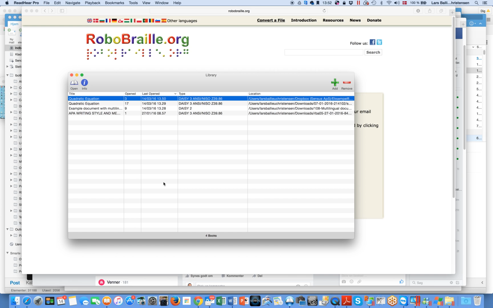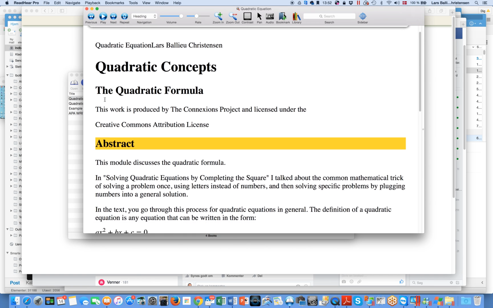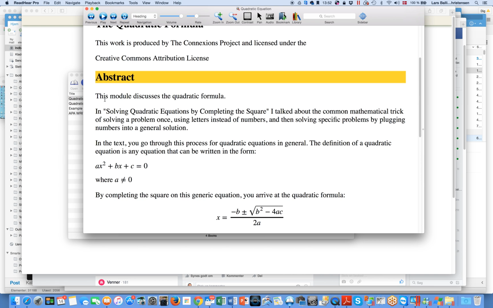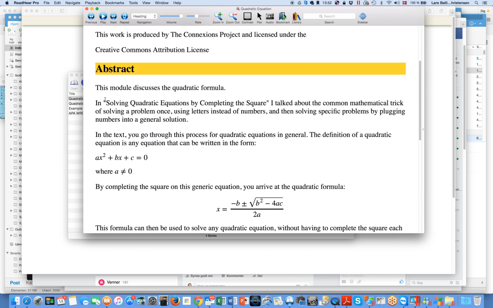I'm going to open up the reply from the service in a DAISY player. In this case, I'm using Read Here Pro, but I could use other DAISY players as well. So I'm just going to open up the document. What we can see is that we have the same document here. The same structure of the document is reflected in the DAISY document that I'm opening.